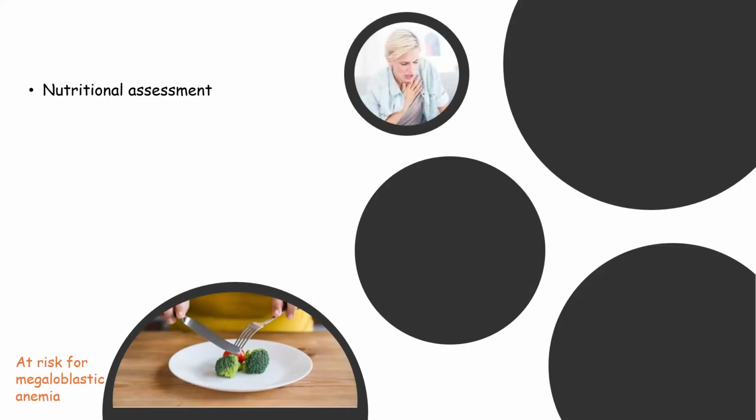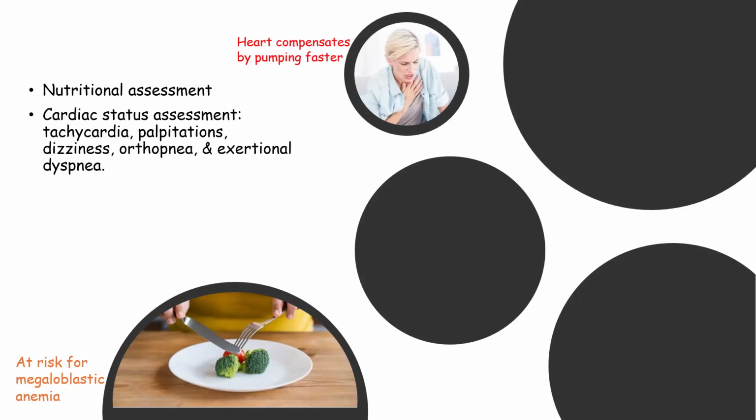Cardiac status should be carefully assessed. When the hemoglobin level is low, the heart attempts to compensate by pumping faster and harder in an effort to deliver more blood to hypoxic tissue, which is already discussed in previous videos. The increased cardiac workload can result in symptoms like tachycardia, palpitations, dizziness, orthopnea, and exertional dyspnea.